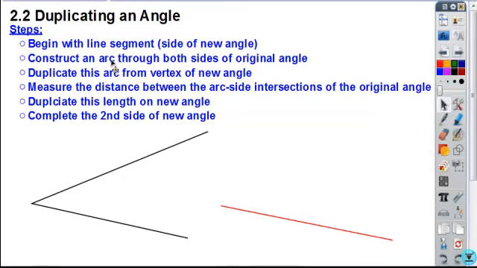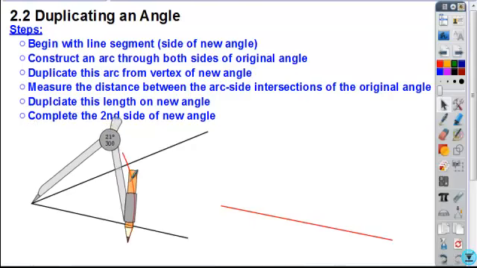The next step, you're going to take your compass, and place the compass tip on the vertex of your original angle, and in some arbitrary measure, so it doesn't really matter what you measure, I want you to construct an arc that passes through both sides of that original angle. Again, it can be completely arbitrary, it doesn't matter what that length is, but construct an arc that passes through both sides of your original angle.